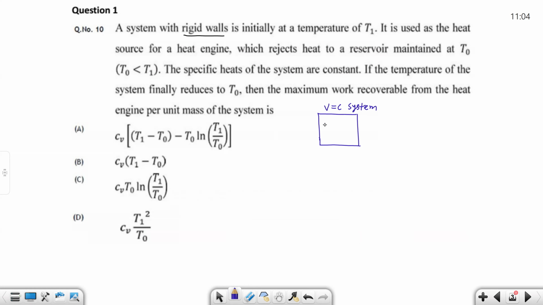Is at a temperature T1. It is used as the heat source for a heat engine, which rejects heat to the reservoir maintained at T0. The specific heats of the system are constant. The temperature of the system finally reduces to T0. So this temperature from T1, it reduces to T0. The maximum work recoverable from the heat engine.